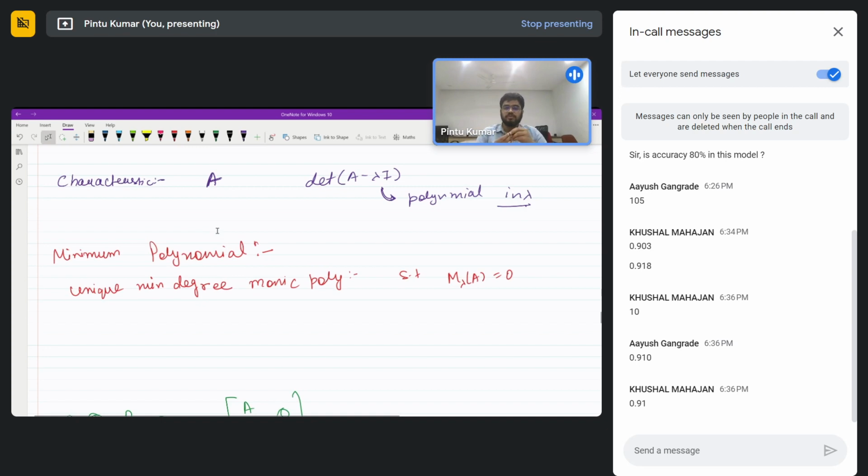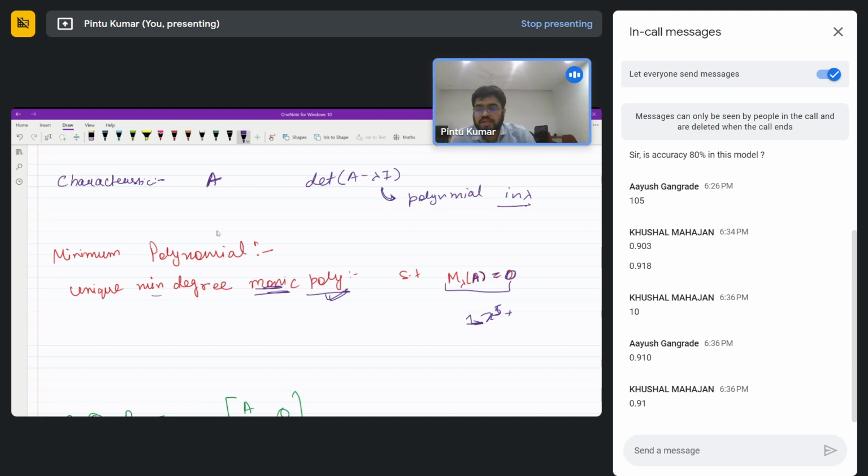Minimal polynomial is nothing but the least degree monic polynomial such that if you put your matrix A in that polynomial, you will get 0. Polynomial, you know what it is. Monic means the leading coefficient is 1. So if it is a 5-degree polynomial, then the coefficient of the highest power must be 1. That is what is meant by monic polynomial. And minimum degree means that for any polynomial of lower degree than this polynomial, if you put A in it, you must not get 0.